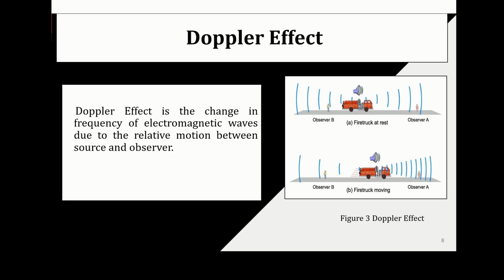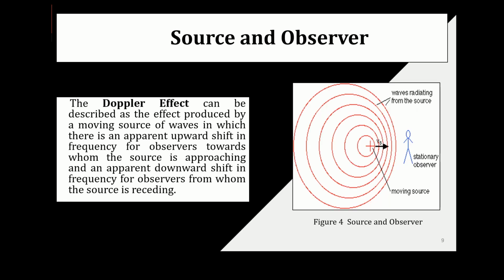Whether the source and observer are moving close to each other or towards each other, the frequency will increase. If they are moving away from each other, the frequency will decrease. You see there is an observer and a source here. When the source comes close to the observer, the frequency increases, so there is an upward shift in frequency. When the source moves away from the observer, a downward shift in frequency occurs. This is the Doppler effect.